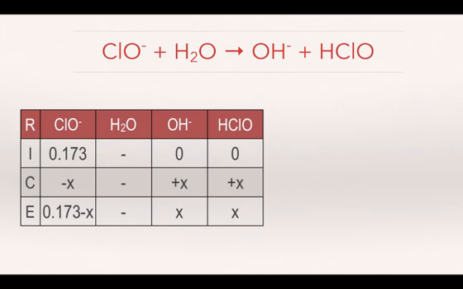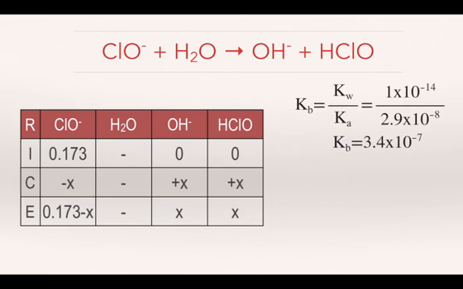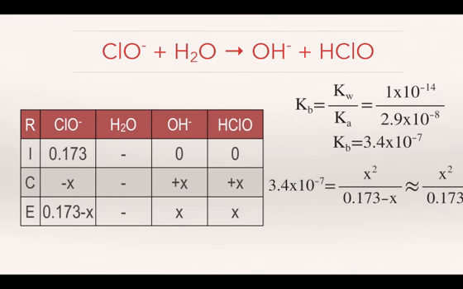Now, to set up into our equilibrium expression, we need to know what the Kb is for hypochlorite ion. And here we would use our rearranged equation for Kw equals the Ka times Kb. We know the Ka for our hypochlorous acid, so we can calculate the Kb value for the hypochlorite ion because the hypochlorite ion is the conjugate base of hypochlorous acid. We then set up our equilibrium expression.